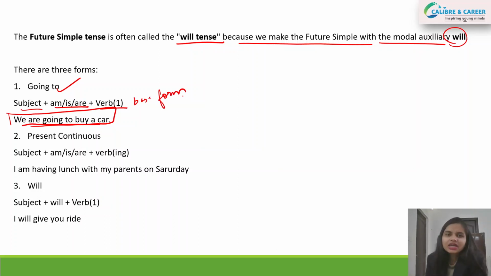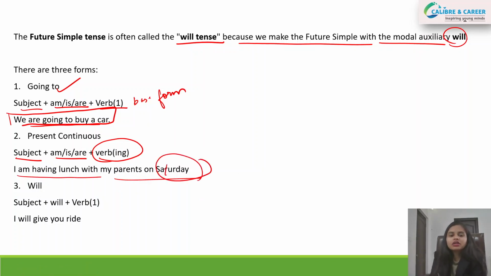When we talk about present continuous used for the future, how can you use it? It will be subject plus is/am/are plus verb ing. Something that is continuing. There you will use it, like: I am having lunch with my parents on Saturday. You are explaining a certain event that is going to happen on Saturday, but you are using present continuous, that is, I am having. But here you are using on Saturday, that means in future. So that is the reason present continuous is used for the future.